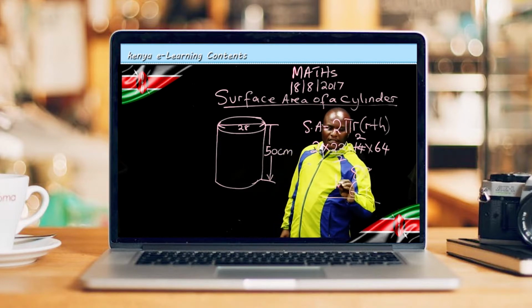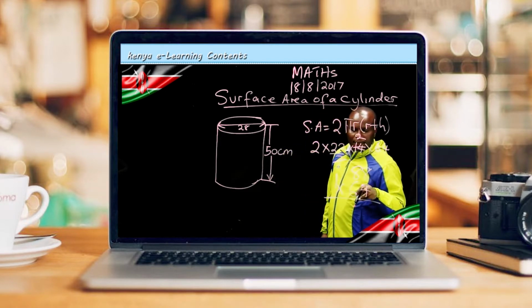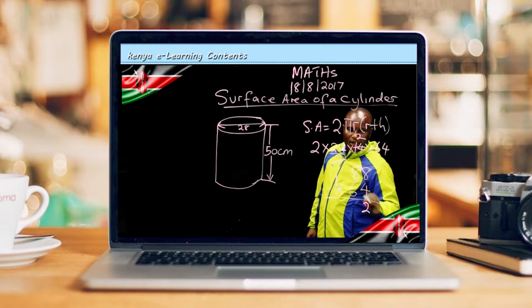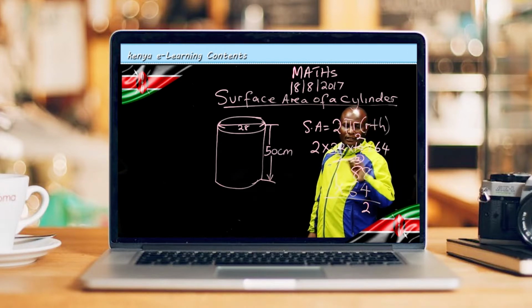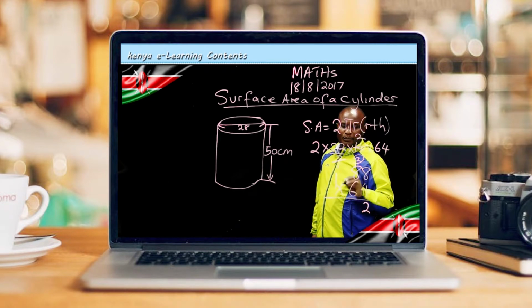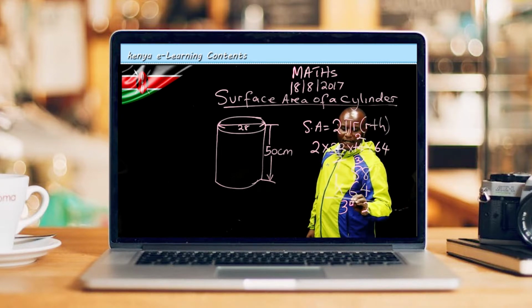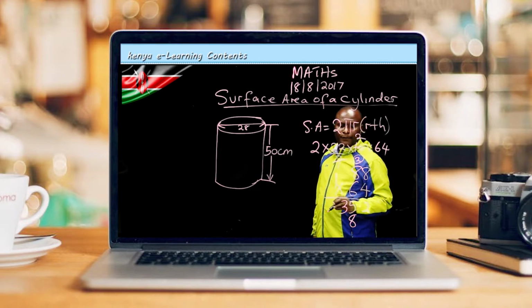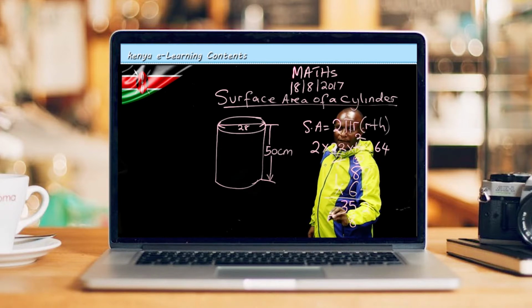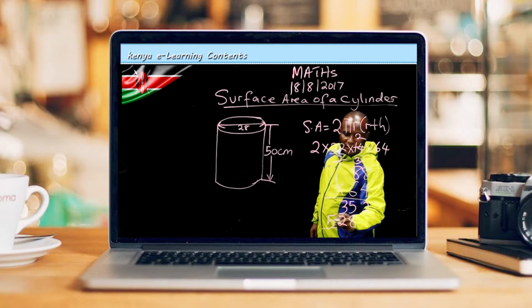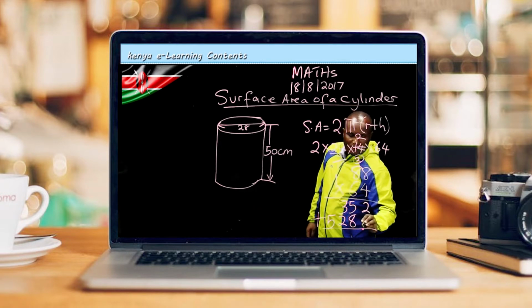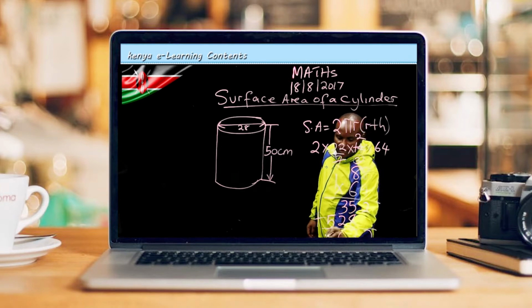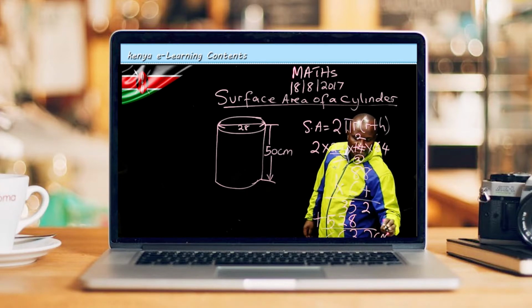When you multiply this one, we are going to get 4 times 8, 32, carry 3, 4 times 8, 32 plus 3, 35. Then 6 times 8 is 48, carry 4. 6 times 8, 48 plus 4, we get 52. And then the total we add, we get 2,816, and these are centimeters square.